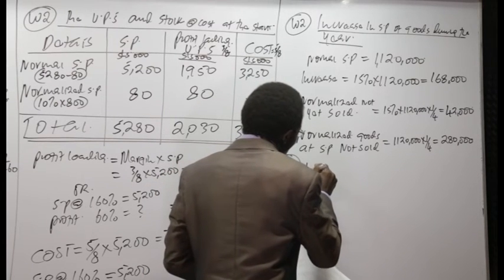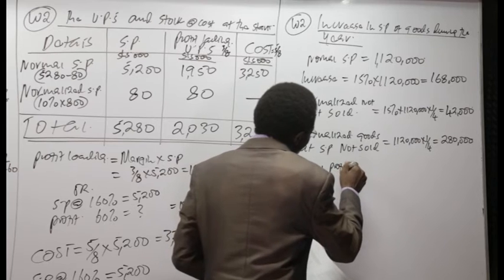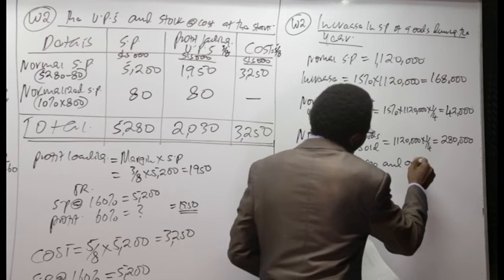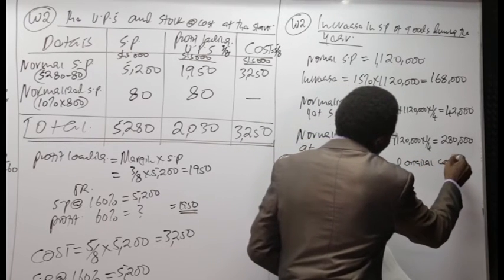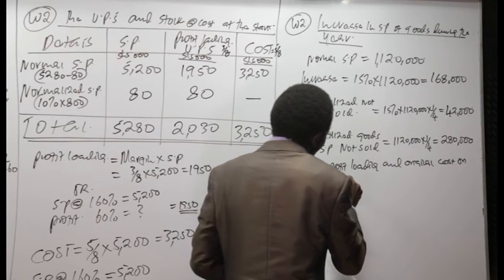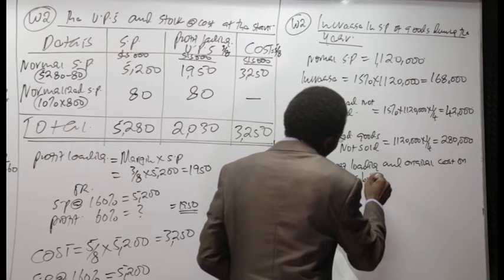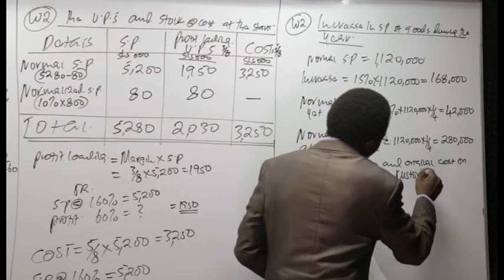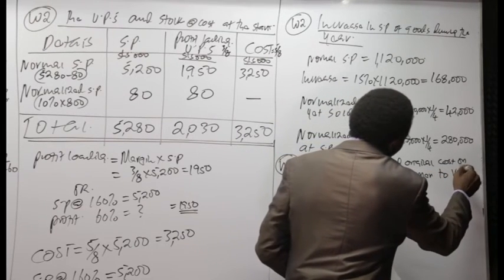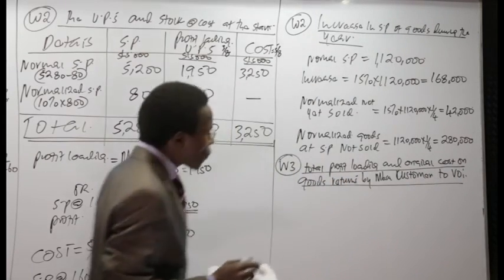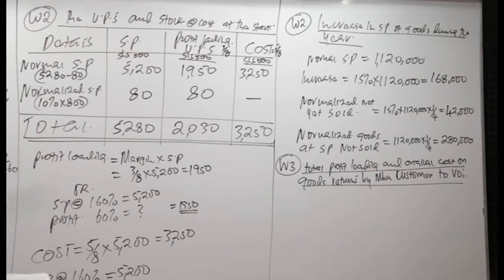We need to determine the total profit loading and original costs on goods returned by Mombasa customer to Voi. We need the total profit loading and original costs on the goods returned by Mombasa customer to Voi branch.